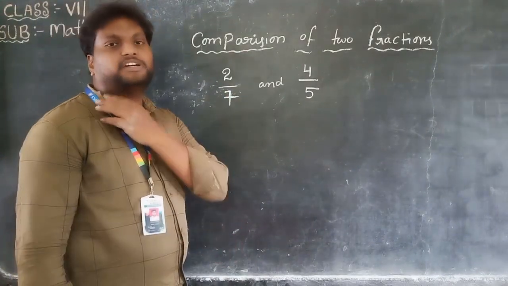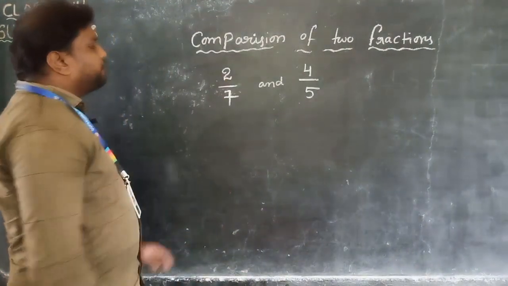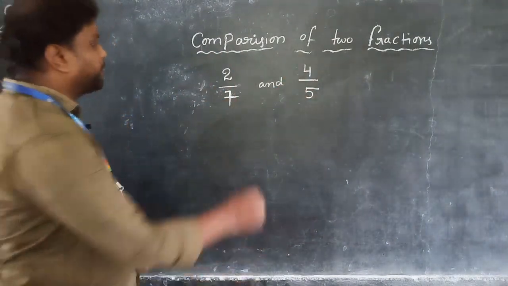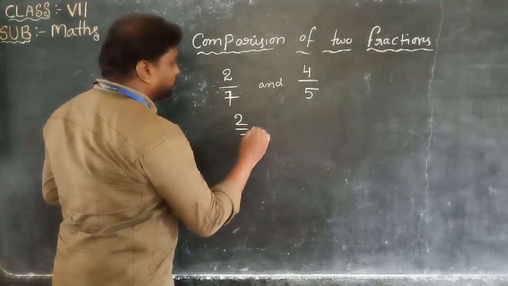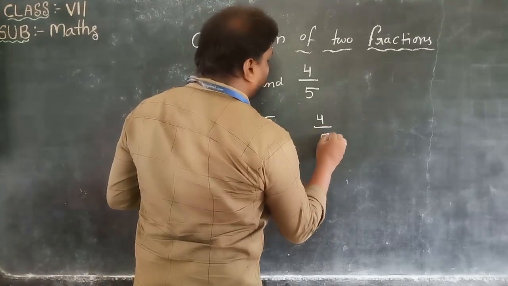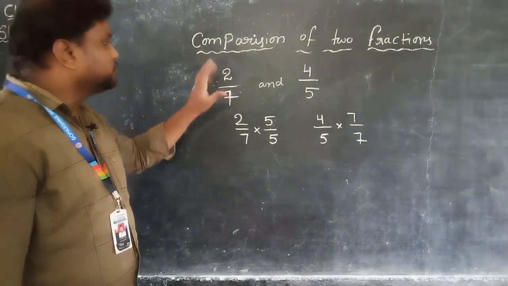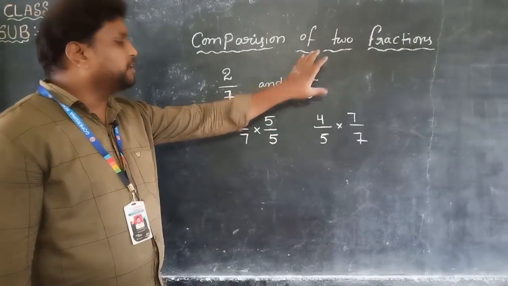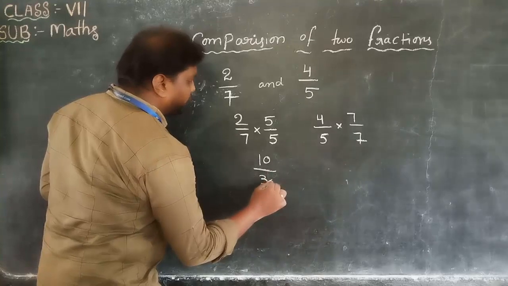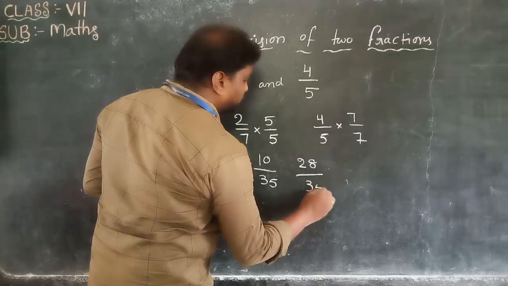We have the cross multiplication method and the LCM method also. First we apply the cross multiplication method. It means the first fraction is multiplied with the second denominator, and the second fraction is multiplied with the first denominator. 2 by 7 into 5 by 5, 4 by 5 into 7 by 7. 2 5s are 10, 7 5s are 35, 4 7s are 28, 5 7s are 35.